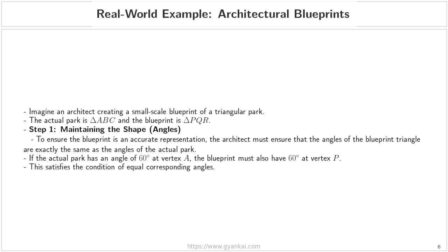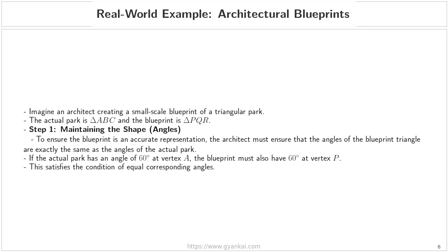As we learned earlier, for two triangles to be similar, their corresponding angles must be equal. To ensure the blueprint is an accurate representation of the park, the architect must ensure that the angles of the blueprint triangle are exactly the same as the angles of the actual park.